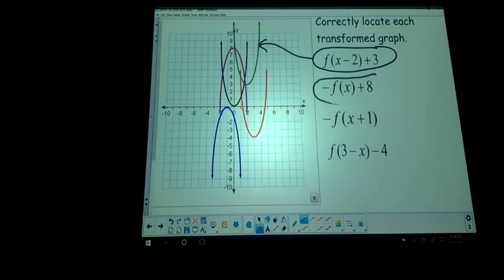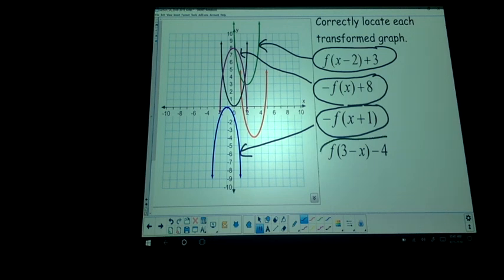What about this one? Does it shift right or left? Doesn't. Does it shift up or down? Up 8, excuse me. And does it open up or down? Down. So which one is this? Purplish? Is that all right so far? Yeah. All right. And then this one. It shifts left 1. Does it open up or down? Down. So that's that one right there.